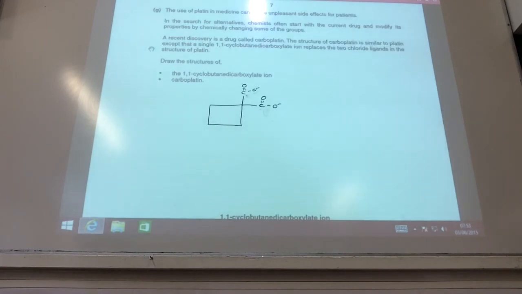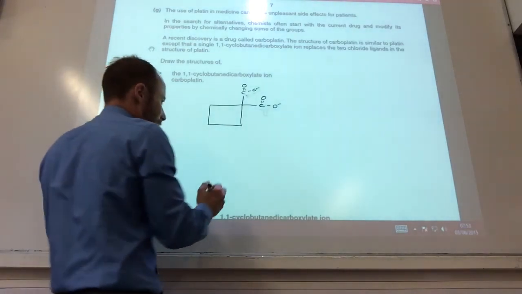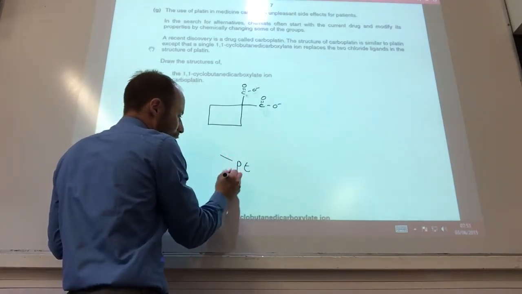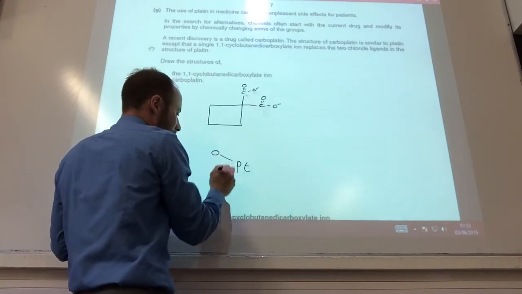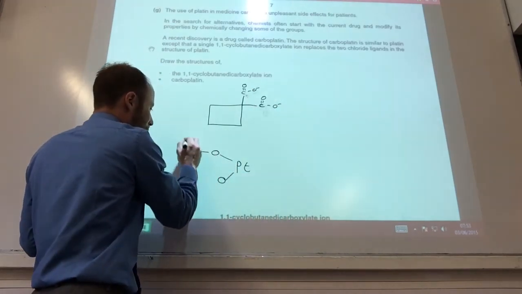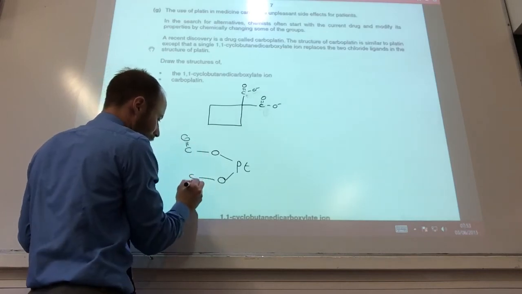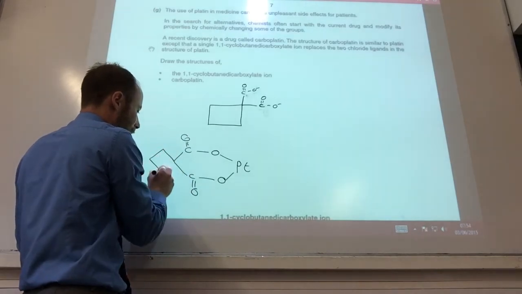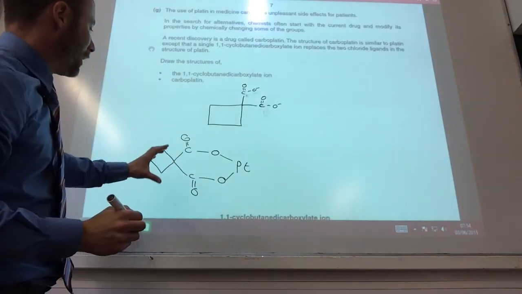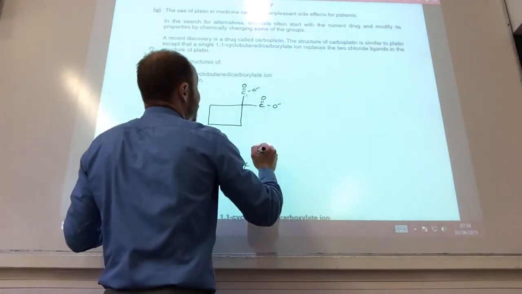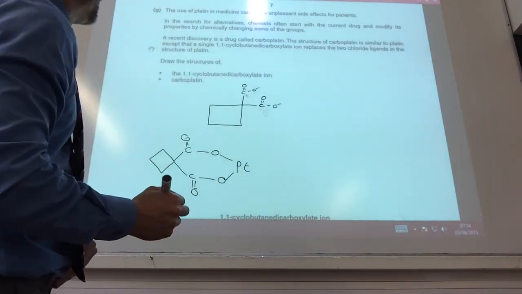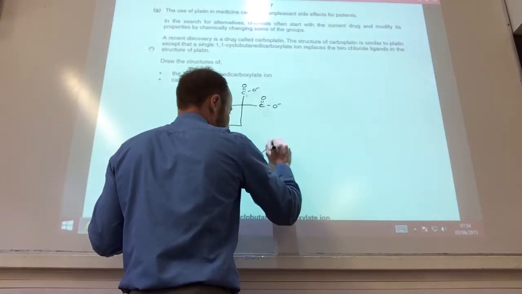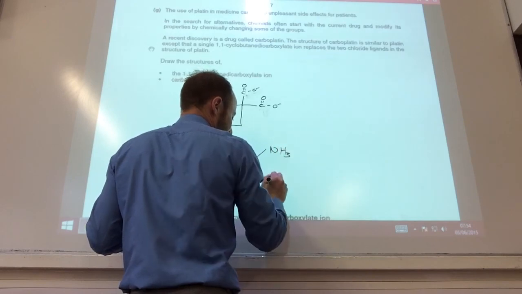We now need to draw carboplatin. Okay, so if I start off like so, that is going to bond to these 2 oxygens here, and then let's work back. Like so. So that is bonded to the platinum. That says similar to cisplatin, it replaces the chloride ions, so I've still got the ammonia ligands like so.